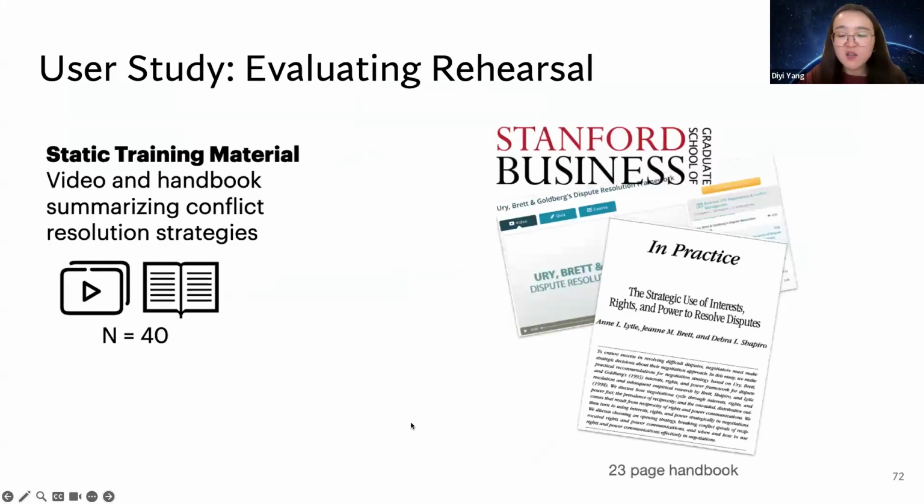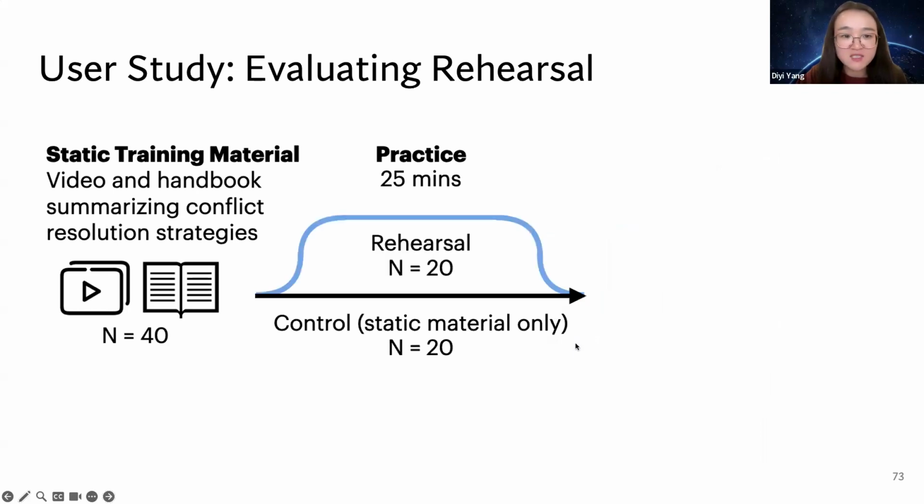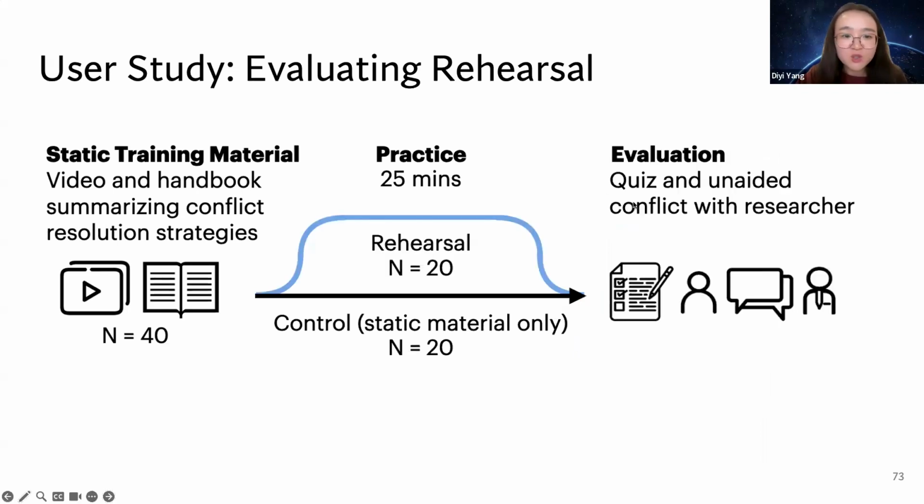To evaluate this type of system, we did a user study where we recruited 40 people who want to learn conflict resolution. We gave them all static training materials from a conflict resolution course at Stanford, and we also gave them a video walking them through the interface. Once that stage was done, 20 people went directly to the final evaluation, and another 20 people practiced with Rehearsal for 25 minutes. In the end, we let them do a quiz to assess their knowledge. We also let them do an aided conflict with the researcher here.